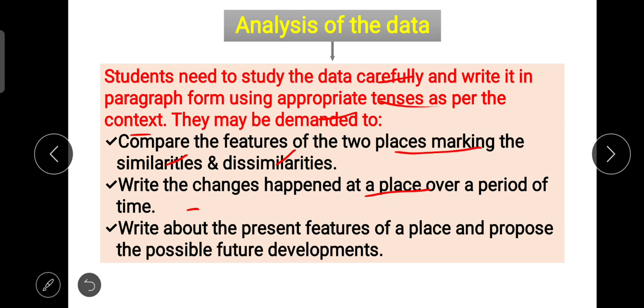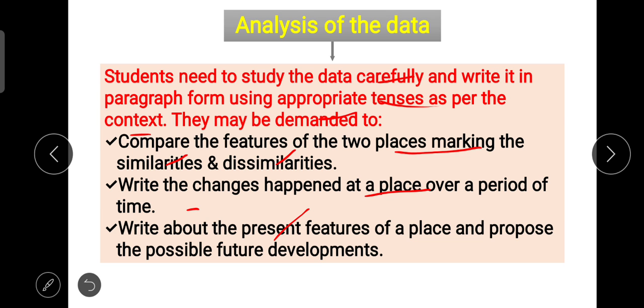in the maps. Now write about the present features of a place and propose possible futures on the basis of the analysis of the current situation. What can be the trend of the given data in future? That is how we need to propose that the trend can go in this way. It will be an upward rise in the trend, or it can be a downward trend.